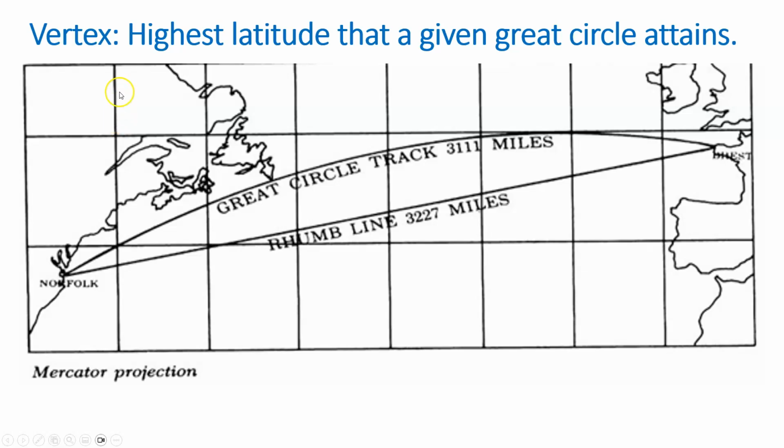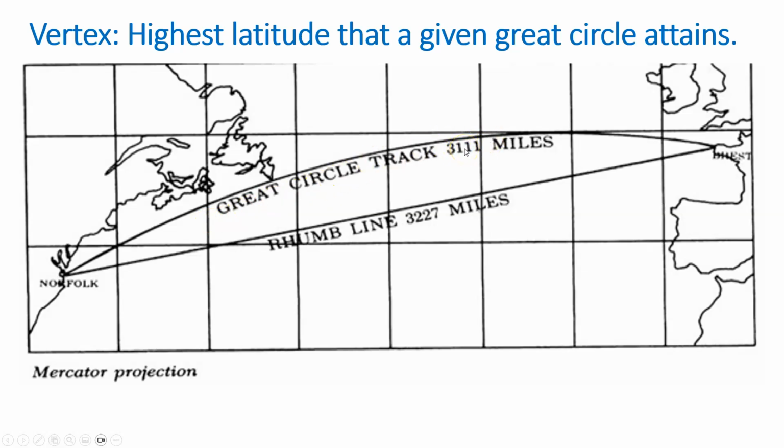So this is a Mercator chart, I can tell because the meridians are parallel to each other. This is point A, this is point B, and this is the Rhumb line. And it's 3,227 miles. The convenience there is that you just steer the same course the whole time. This is the Great Circle track. This one is shorter.